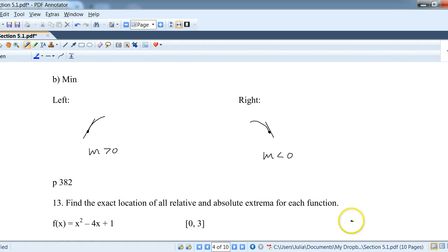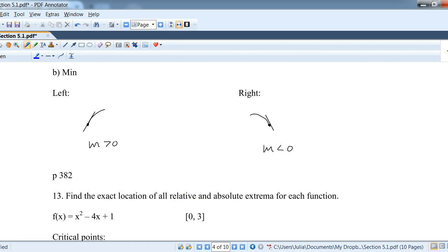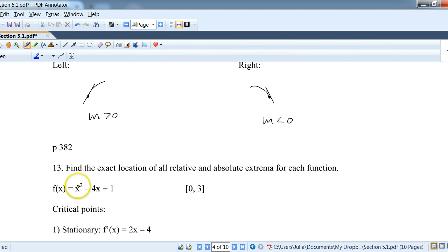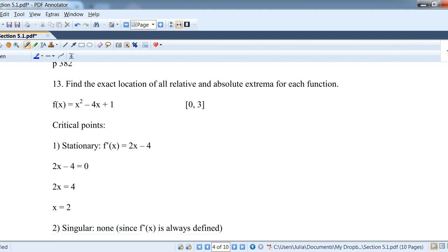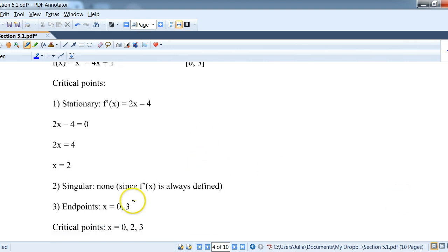Find the exact location of all relative and absolute extrema for each function. So let's say we have x squared minus 4x plus 1 on 0 to 3. Again, we can find critical points, find the derivative first, which is 2x minus 4. Then for stationary points, we set it equal to 0, x is 2. For singular, again, there is none because the derivative 2x minus 4 is always defined. There are no issues. You can plug in any x. There are no problems. Endpoints are 0 and 3. It's as given above. So we have 3 critical points, 0, 2, 3.